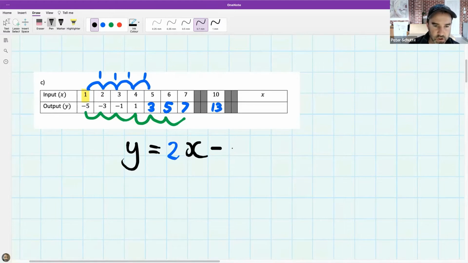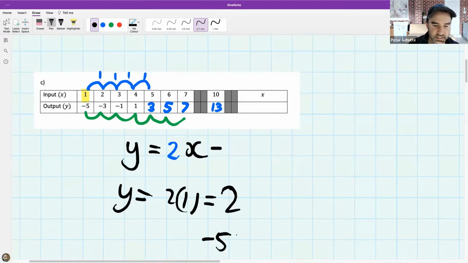And so what I need to do is, at the moment, if I left it like it was, what is 2 times 1? It's just 2. And I needed it to be -5. Because that's what I have over here. So how do I get from 2 to -5? Who would like to tell me?